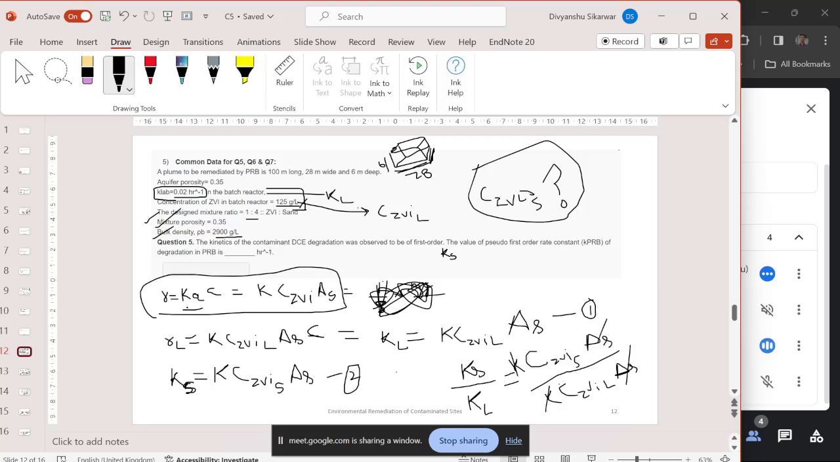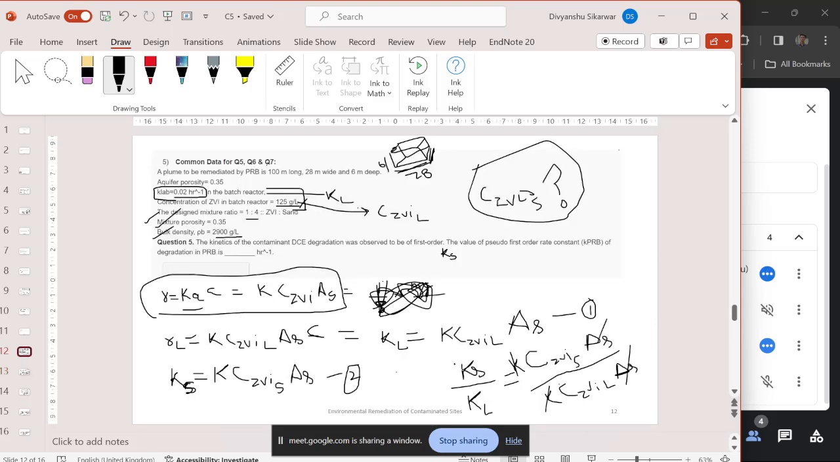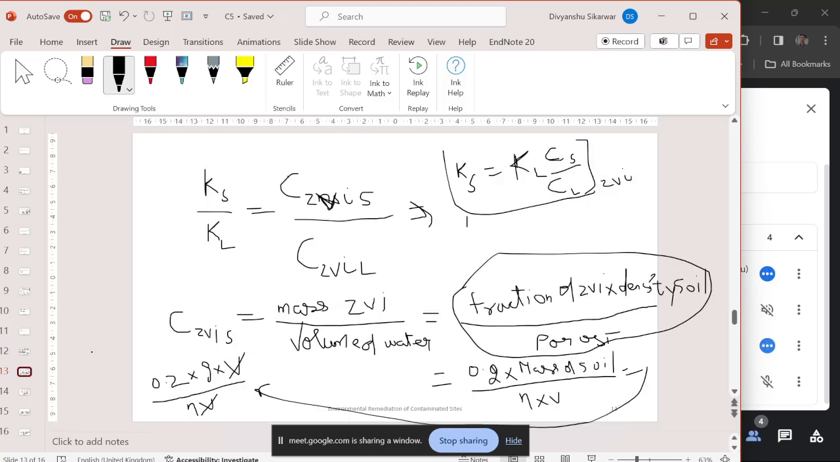So what is the value of cross sectional area, sir? Cross section area, because we are taking the ratio of rate constant and we are writing in terms of pseudo rate constant. So their K value and cross section area value will cancel out. We will have directly the ratio of rate constant and concentration of NZVI, in case of lab as well as in case of actual site.